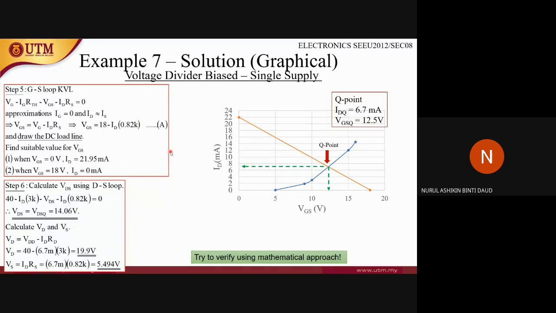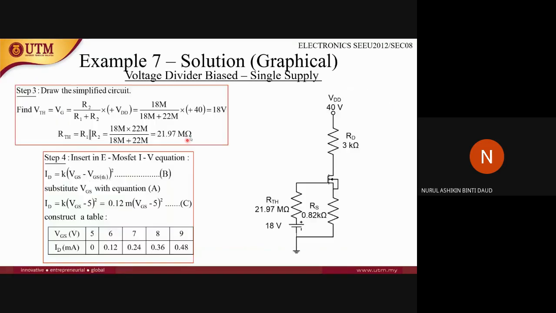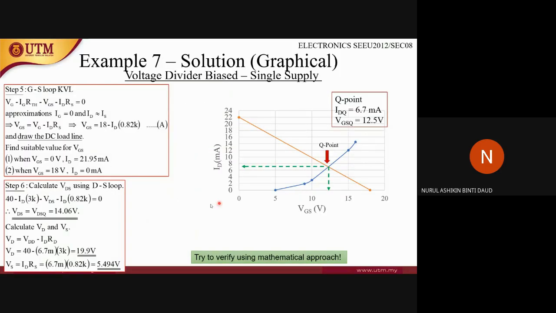Okay, so these are the steps, and the steps are the same. First of all, use Thevenin, then find the transfer curves, then find the DC load line using the GS loop, and then using the DS loop, find the VDSQ. From that you can find the VD value and VS value. All right, so try to verify this using the mathematical approach.